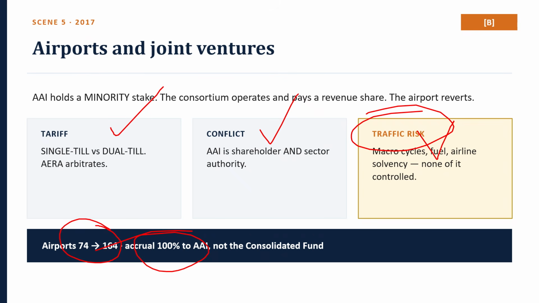And the fifth one is traffic risk asymmetry. And this is your best line. Airport passenger traffic is driven by macroeconomic cycles, aviation fuel prices, and airline solvency, none of which the concessionaire controls. A concession that puts full traffic risk on the operator therefore prices that risk into the bid, and the passenger pays for it in charges.